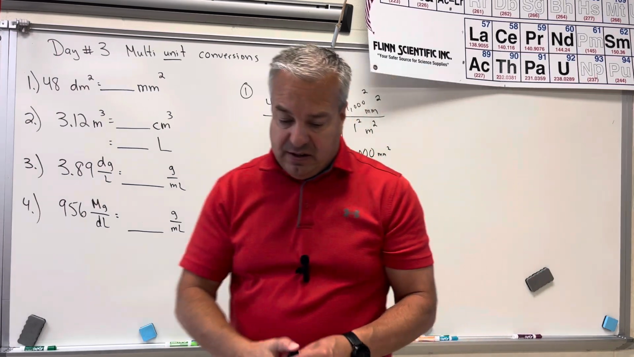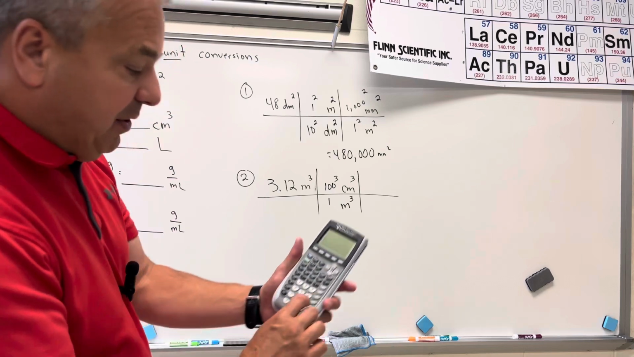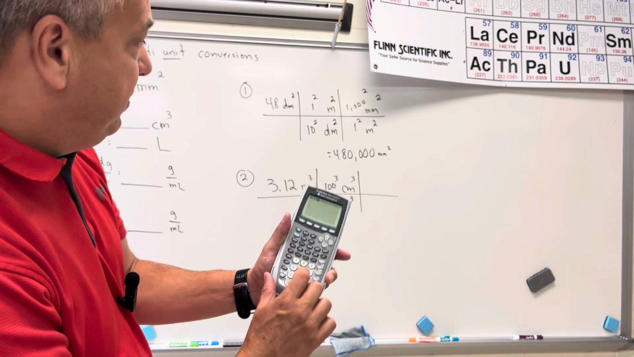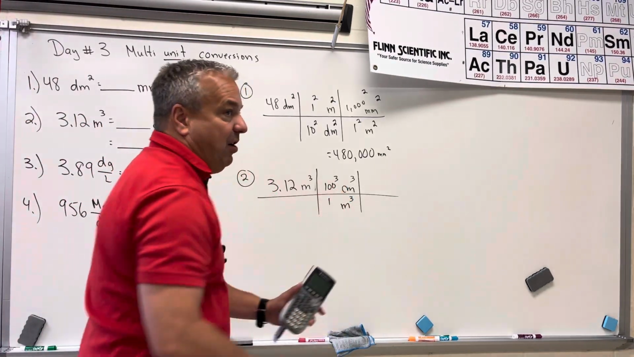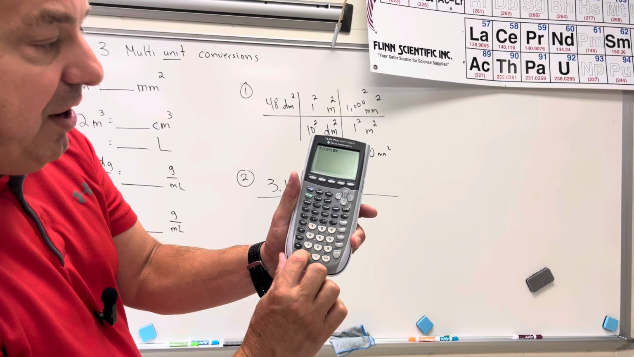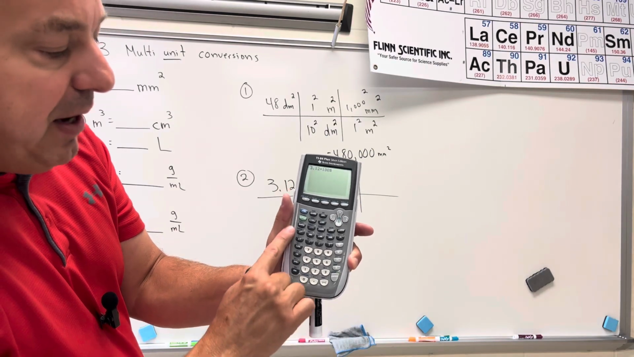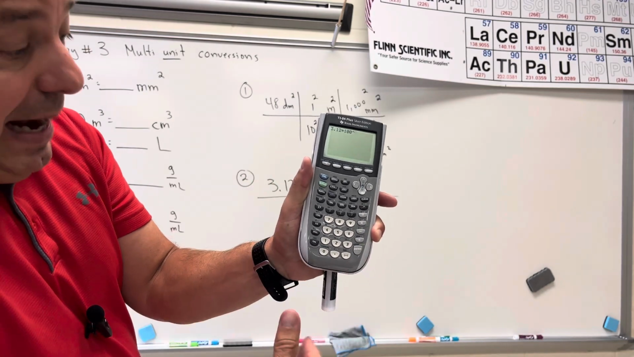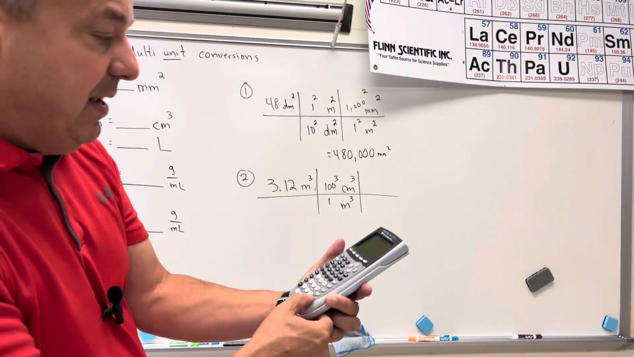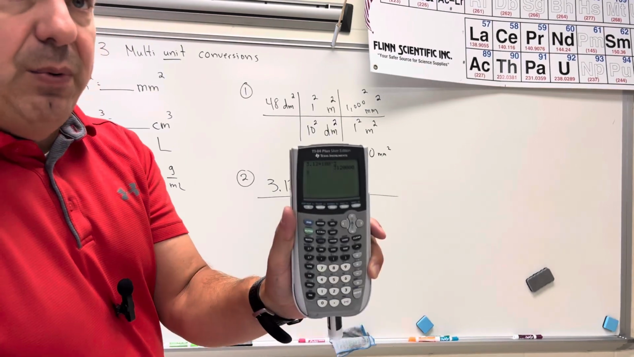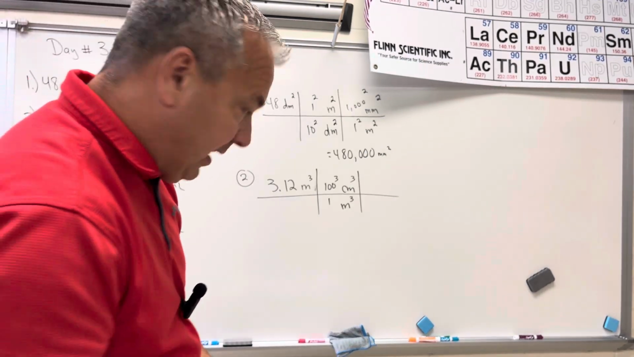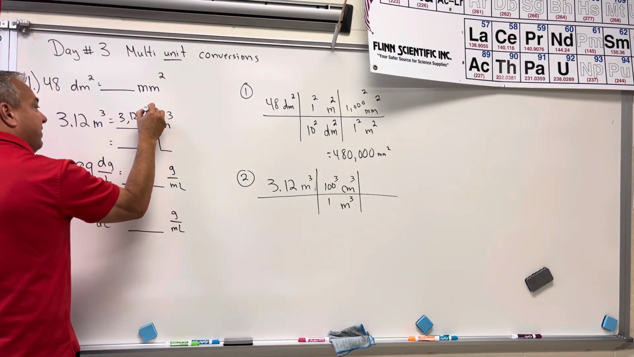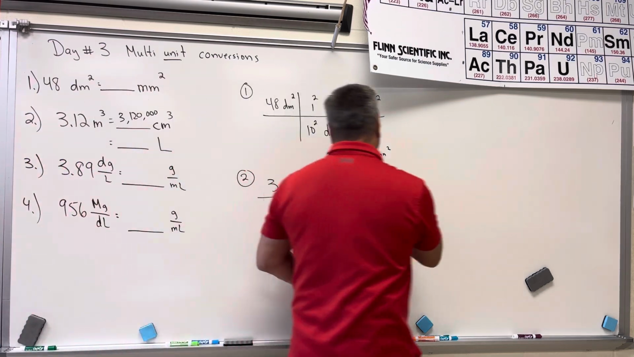So I'm going to plug this into the calculator. I'm going to do 3.12. Now I'm going to times that by 100 cubed. So times 100. And there is no cubed button over here on the side, so I'm going to have to hit this caret, which means to the power, to the power of 3 to make it cubed. And we'll get our answer of 3,120,000. So I'm going to put that answer right here, 3,120,000. And that puts me in centimeters cubed.